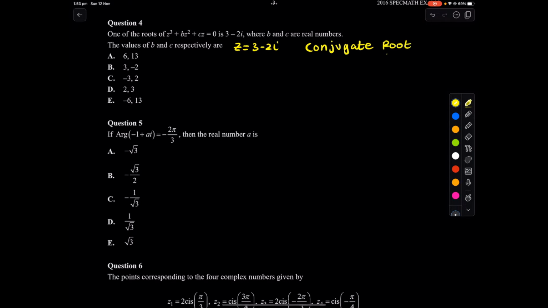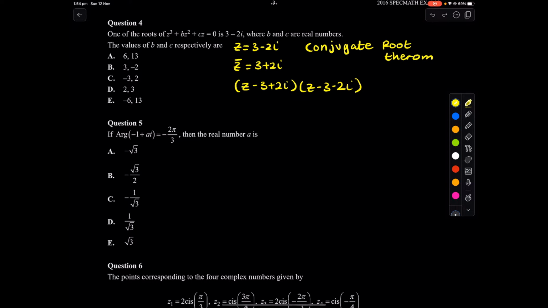The conjugate root theorem says that if we have a solution, the conjugate is also a solution. So for example, the conjugate of z, which is 3 plus 2i, is also another solution for this equation. Let's write them in factorized form, so it makes our life easier. Both solutions can be written as z minus (3 plus 2i), and the other one, z minus (3 minus 2i).